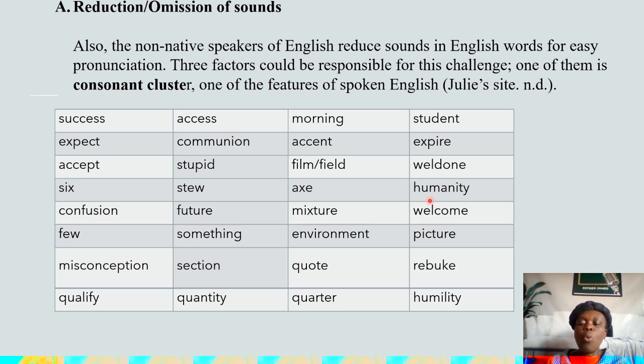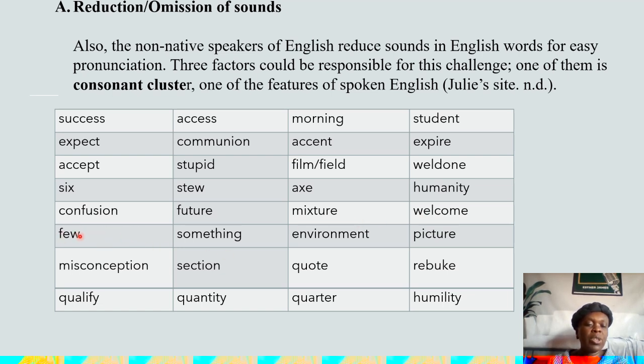Not humanity. No. We have a yes sound. After the H, you have the yes sound. It's not humanity, but humanity. It's a hidden yes sound after the H. And then we have confusion. It's not confusion. There is a hidden yes sound after the F sound. We have future, not future. Another yes sound after the F sound. We have mixture. Mixture. And then we have welcome. Not welcome. Welcome. And the next one is few.